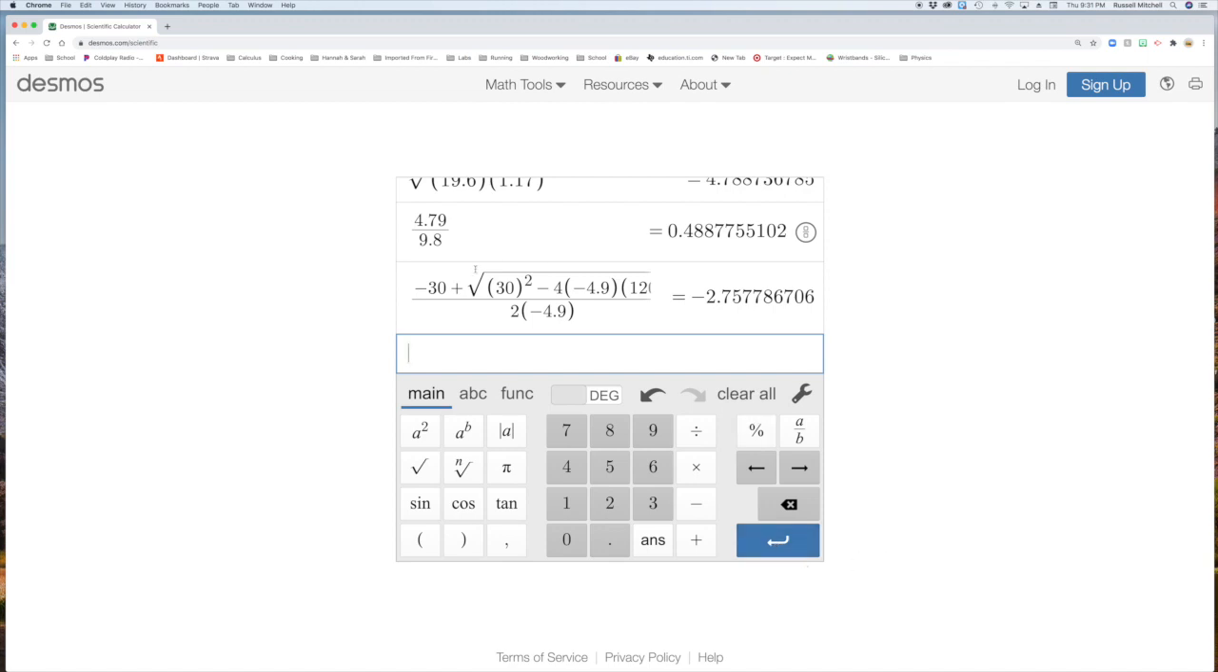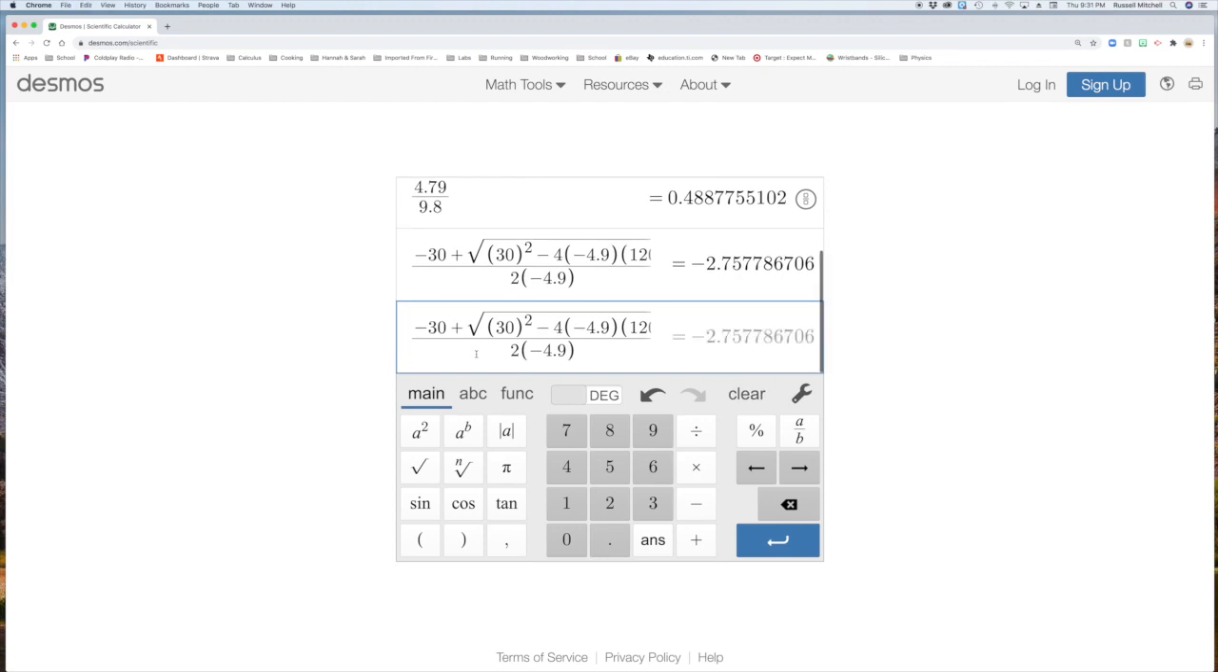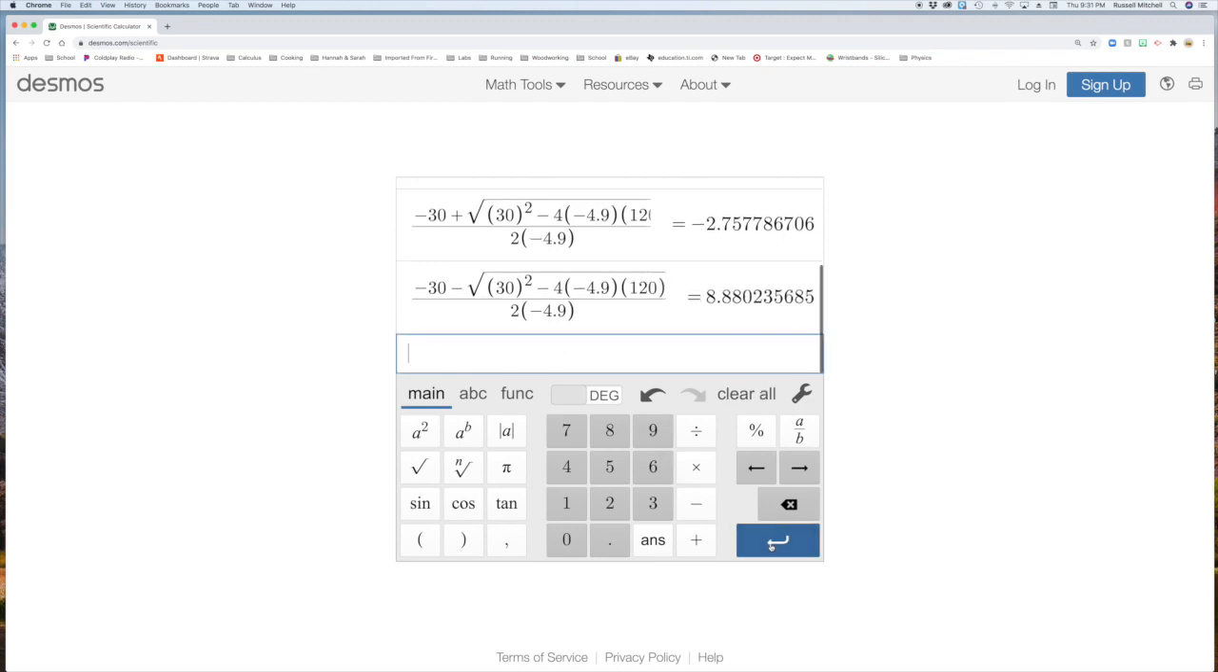And what I would do is just select that, copy and paste. And then we want to change this, instead of plus, we want to change it to minus. And we get 8.88, all right? So we'll go back and we'll record this on our papers.